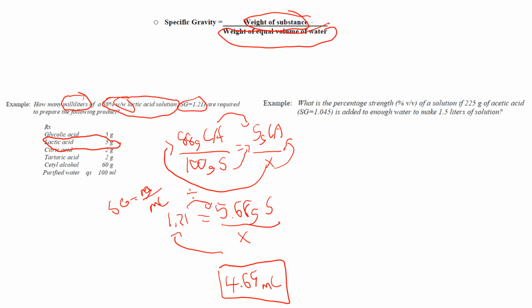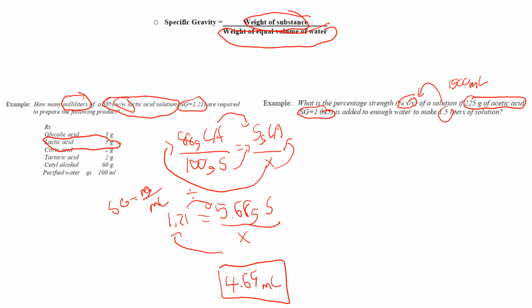This next one I think is a little bit easier. We need to find the percent volume per volume of a solution if we have 225 grams of acetic acid, which happens to have a specific gravity of 1.045. We need to make 1.5 liters of solution. So this first step is actually kind of easy. We know that our denominator in our percent volume per volume is going to be 1.5 liters, which we do need to convert to milliliters, so that's 1500 milliliters. So that's already half the problem done right there.